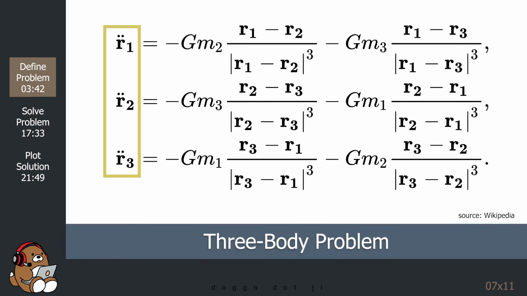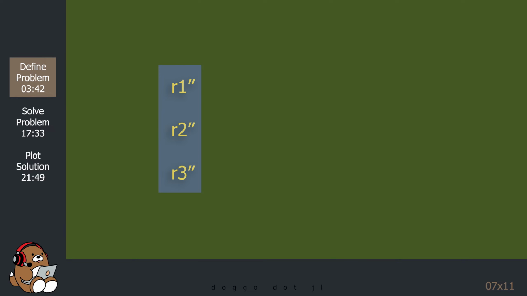But these are second-order differential equations. I couldn't figure out how to solve a system of second-order differential equations using the DifferentialEquations.jl package. But the standard way of solving a system of second-order differential equations is to create a system of first-order differential equations that includes both the first-order and second-order differential equations. That means these three equations will become 6 equations. 3 for the first-order equations, and 3 for the second-order equations.